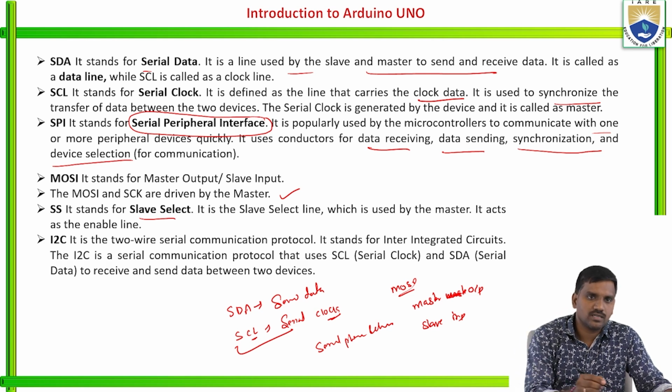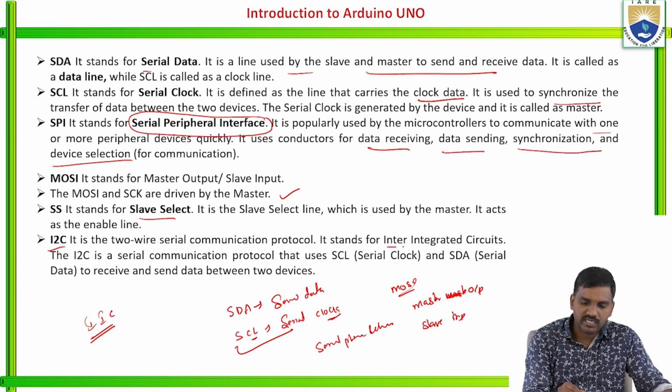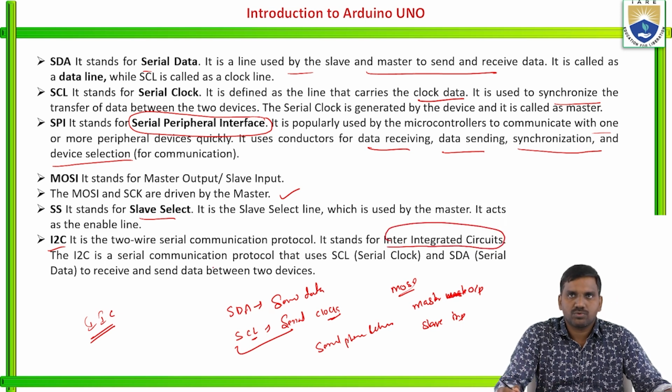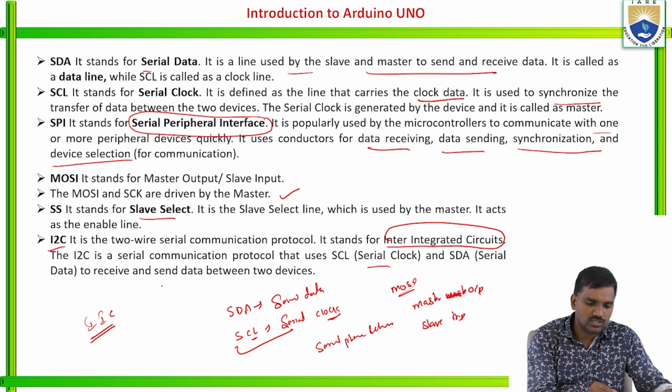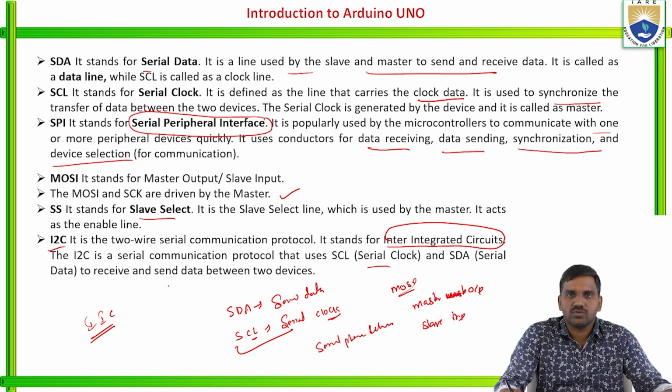So the last one, I2C. It is I2C, or IIC, which stands for Inter-Integrated Circuit. I2C is a serial communication protocol that uses serial clock and serial data to receive and send data between two devices. So these are the elaboration of the pins of the Arduino Uno board, from the previous part.